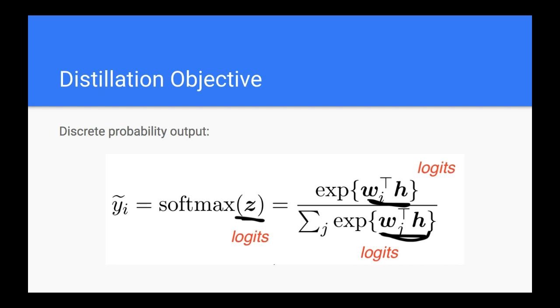So here comes the important point. Distillation objective. Basically, the objective is they want to let the model be able to learn that kind of dark knowledge. And how they do that is basically treat this as a soft classification problem.